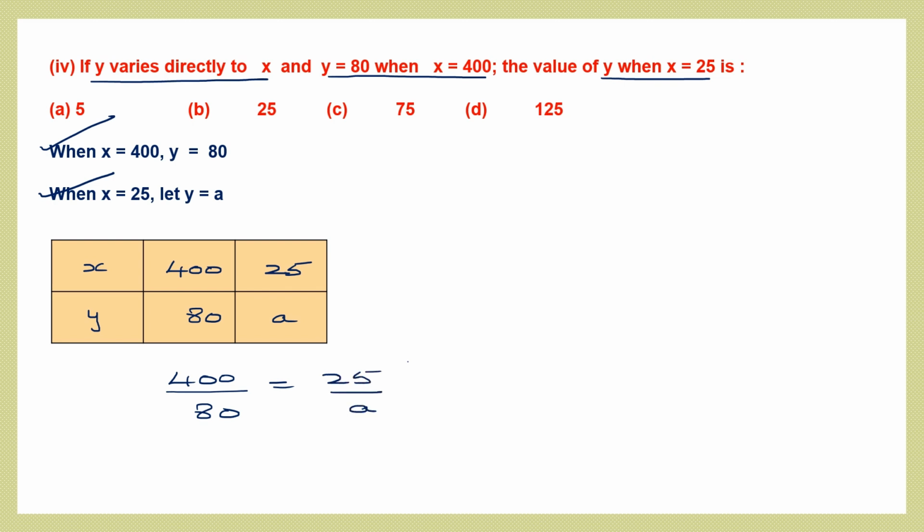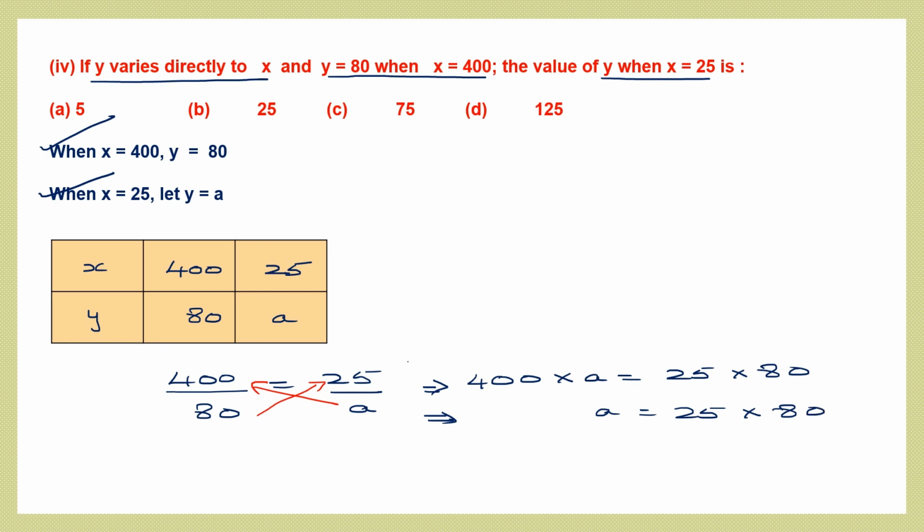Now to find a, we just have to cross multiply these two. So what do we have here? We have 400 into a is equal to 25 into 80. Now we can find the value of a. A is equal to 25 into 80 divided by 400. Now let's cancel what we can. We can cancel this. We can also cancel 8 and 40. 8 fives are 40.